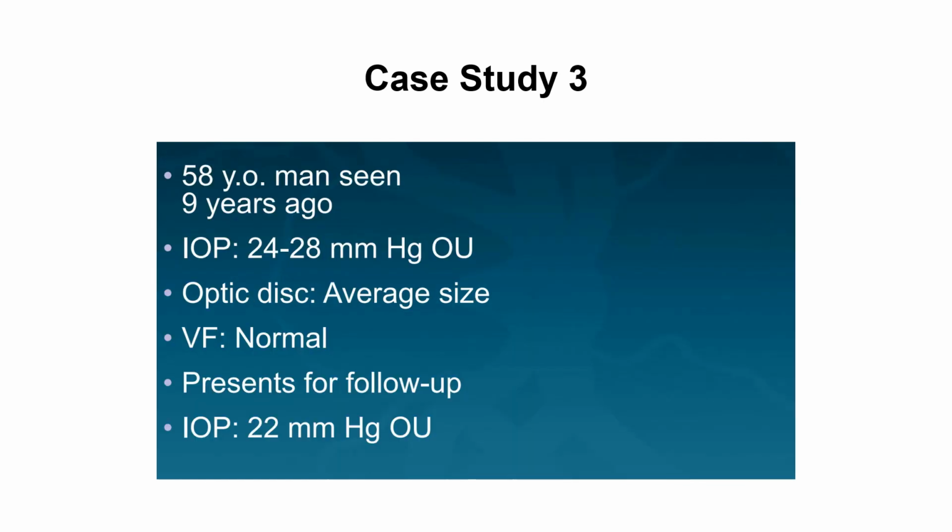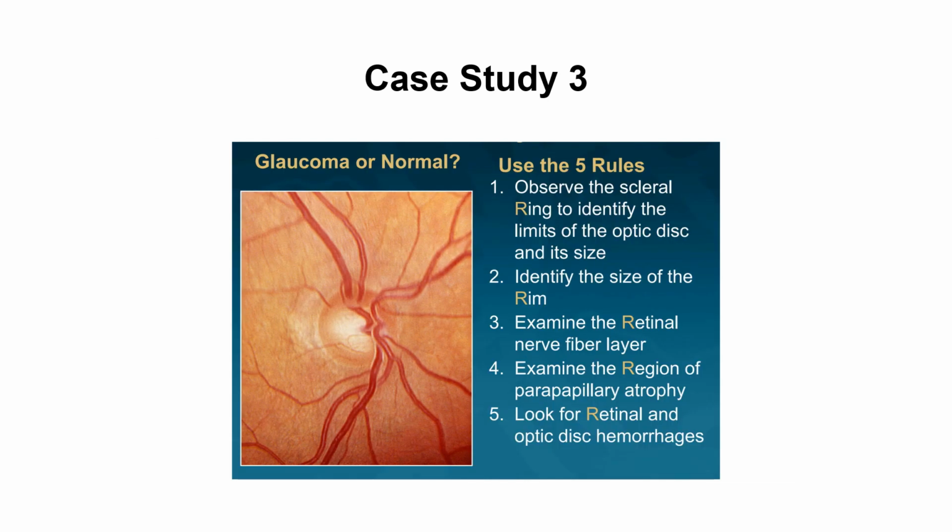Case 3. This is a 58-year-old man, seen 9 years ago, with IOP between 24 and 28, average disc, visual field normal, and present for follow-up with IOP 22 mm mercury in both eyes. Now we'll combine the two lectures I presented: the 5 rules for assessment of the optic disc in glaucoma and the 5 rules of interpretation of the visual field printout.